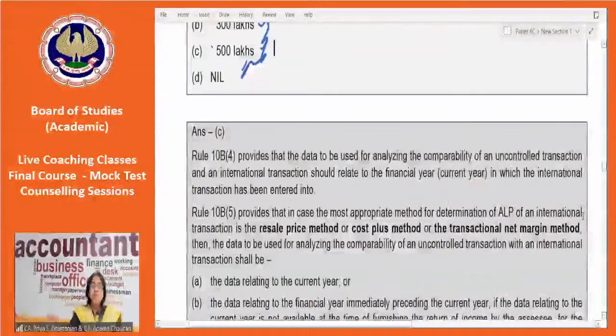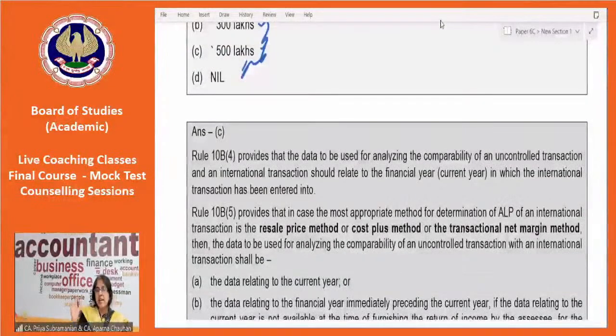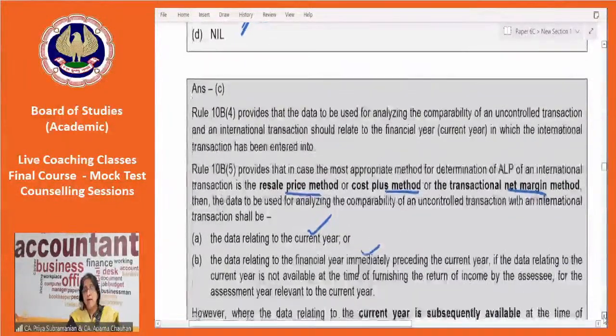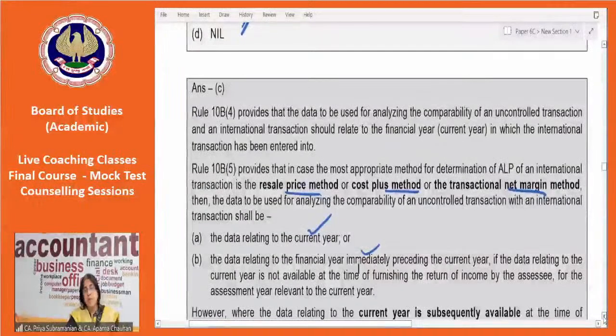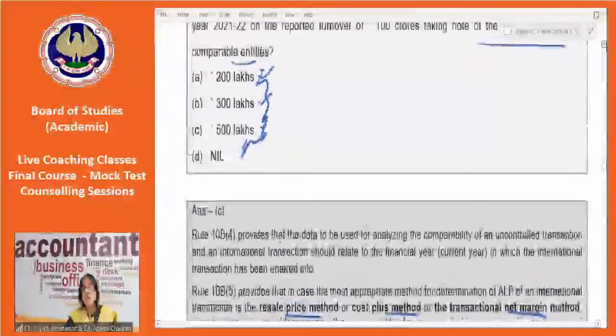Rule 10B4 says that you can take only the current year data for analyzing the comparability. 10B5 says where the most appropriate method is either the resale price or cost plus or TNMM, then you can either use the data for current year or data relating to the financial year immediately preceding the current year if current year data is not available at the time when you furnish them. So it is okay. In this case, what is the method which is being used?